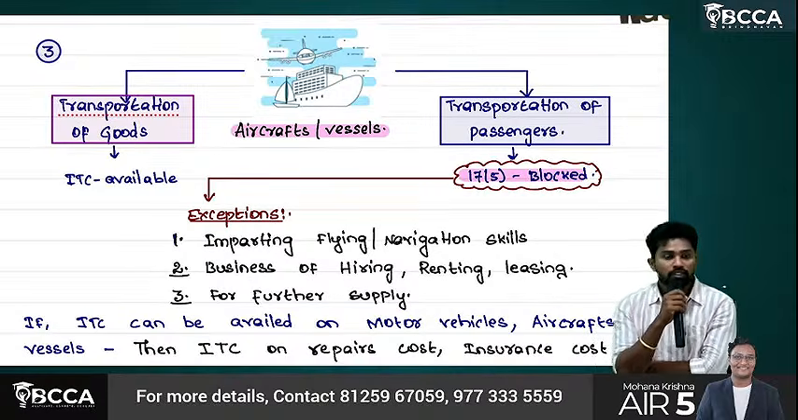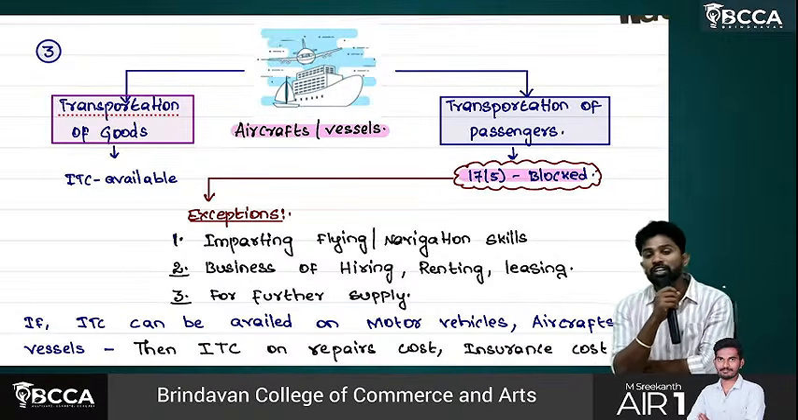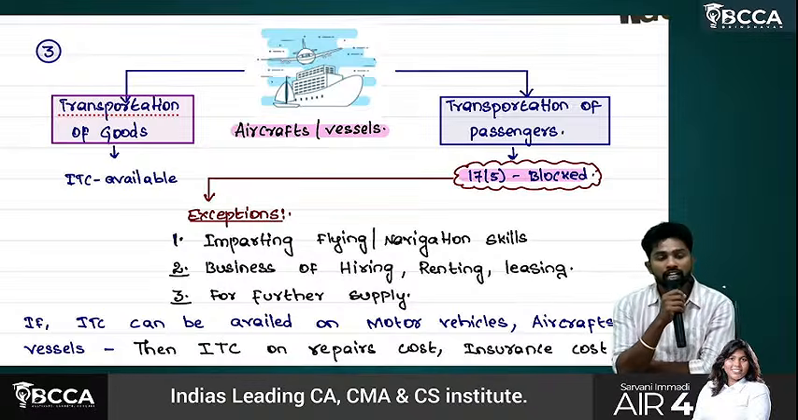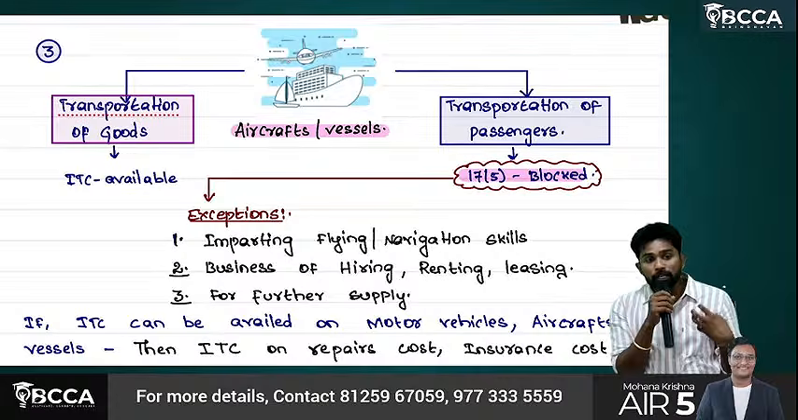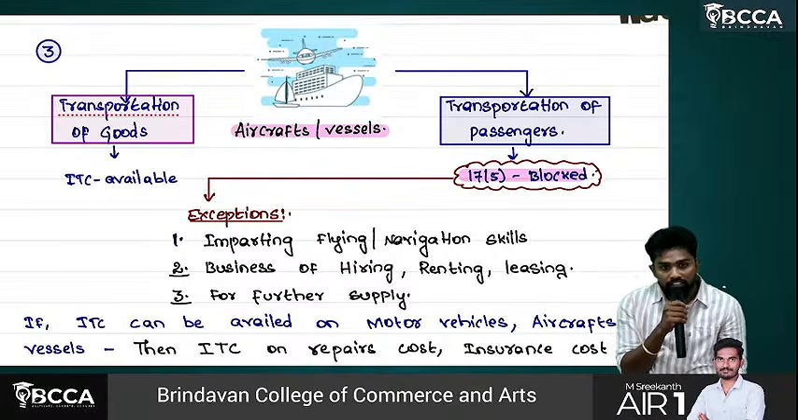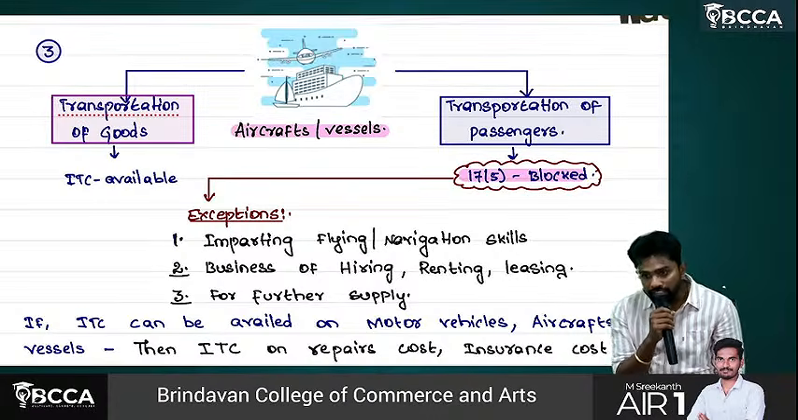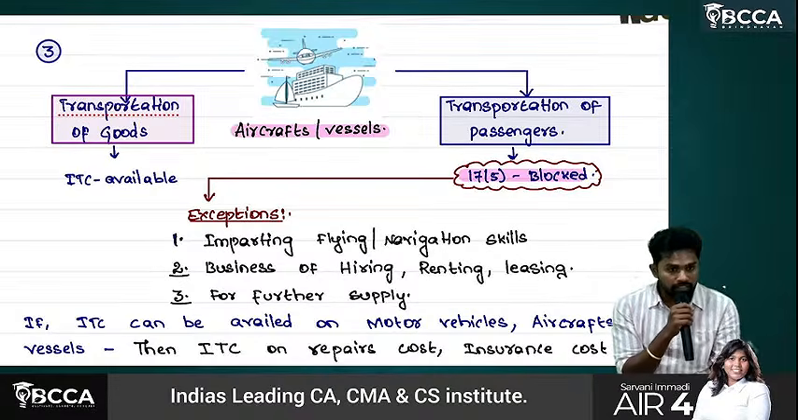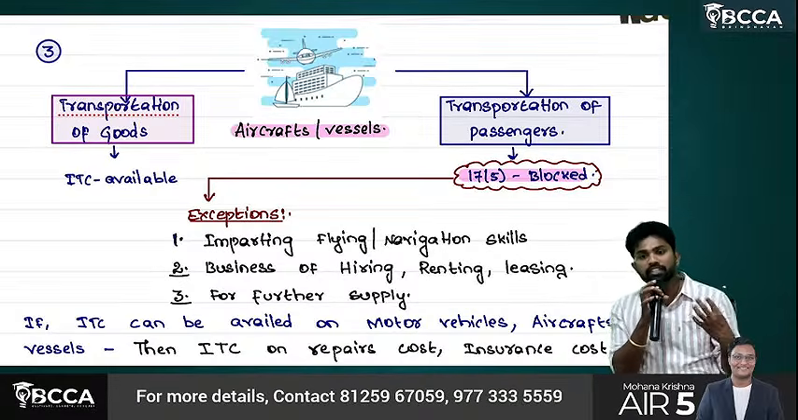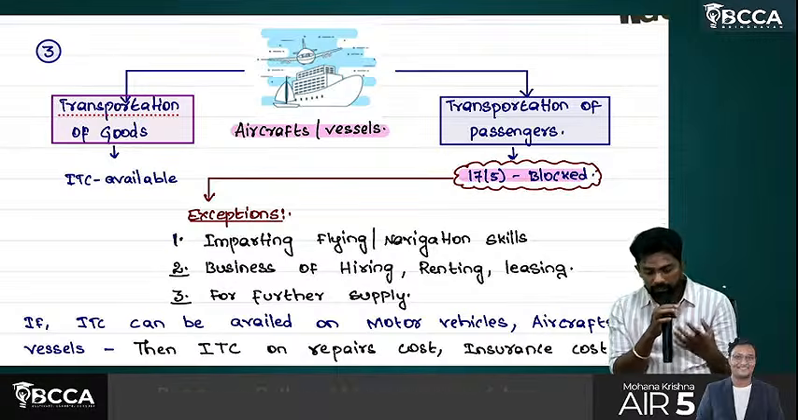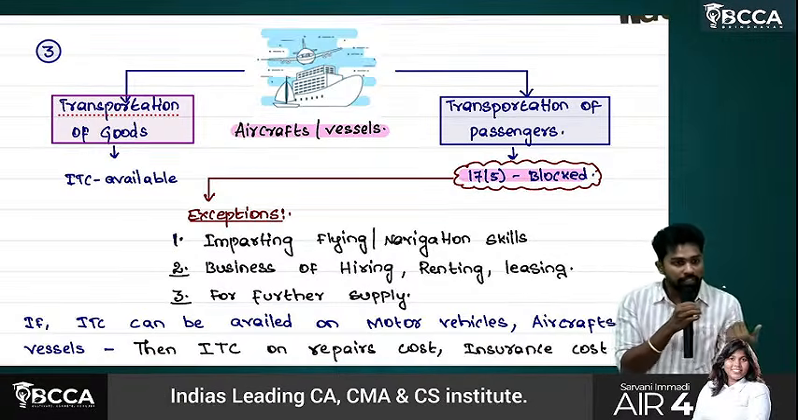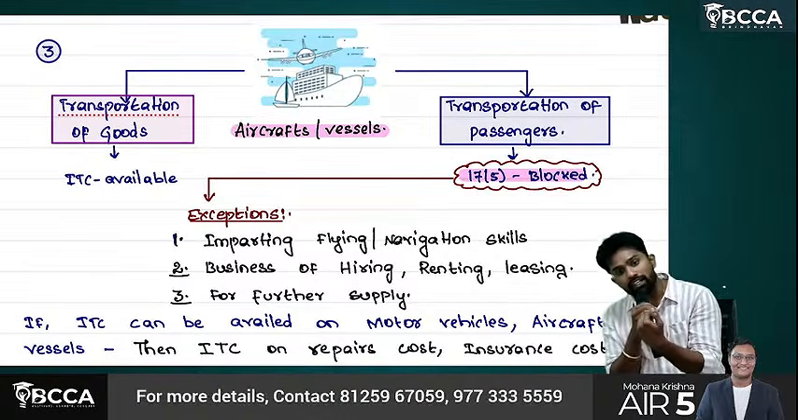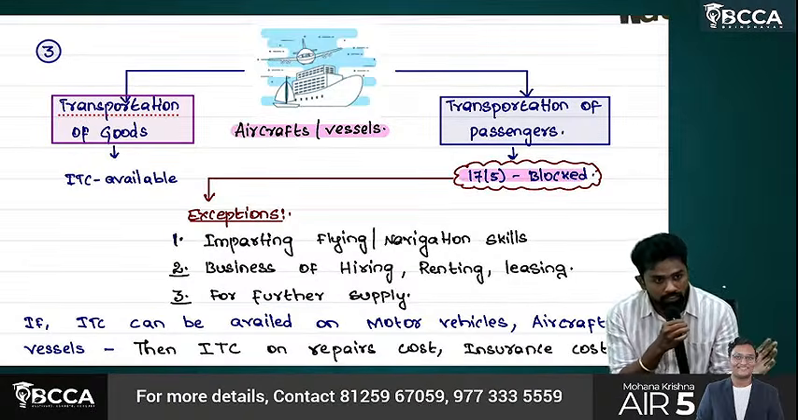First one. For cars and motor vehicles, we call it driving. Here we'll not call it driving. We'll call it flying skill or navigation skill. If he is imparting flying skill or navigation skill, then he can avail ITC. Again, renting, hiring, leasing, he can avail ITC. Or further supply of those vehicles. I mean those aircrafts. And sir, I am a dealer, I'll sell aircrafts. For that I am buying aircrafts. So on buying I can avail ITC. On selling I can use it for tax payment.